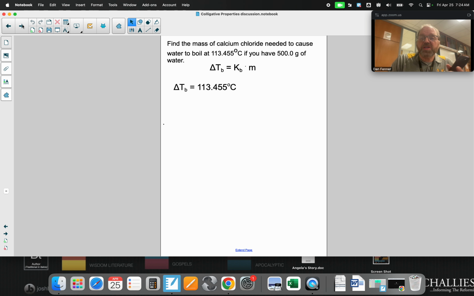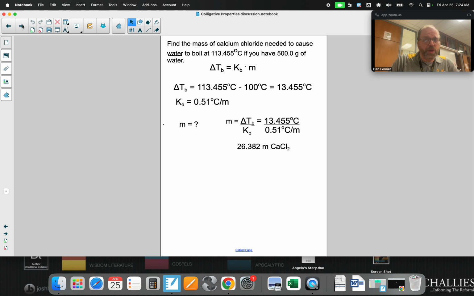So what does it usually start at? Well, it starts at 100. So we take the subtraction of the two, and that's our change, 13.455 degrees Celsius. My KB, it's water again, so therefore it's going to be 0.51 degrees Celsius per molal. And my molality, that's what we're going to find out here. So if that's the case, m is equal to delta T sub B over KB. Put our values in. We have the huge molality.